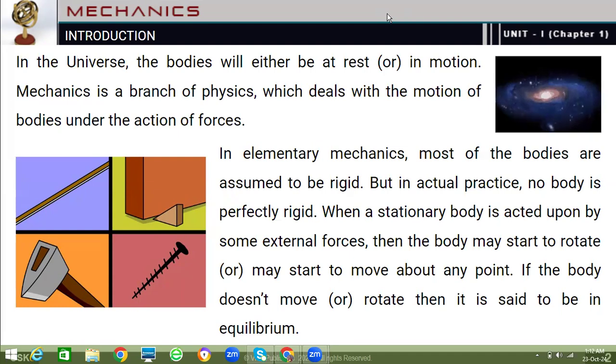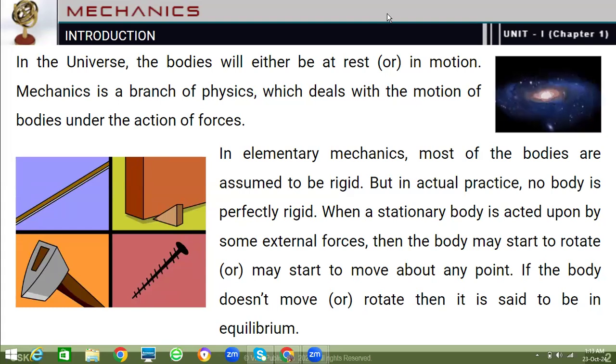So, in engineering physics, the first unit is mechanics. We all know about mechanics. It's a branch of physics that studies the motion of objects and the forces that cause this motion. It is concerned with the relationship between the motion of an object and the forces acting upon it.